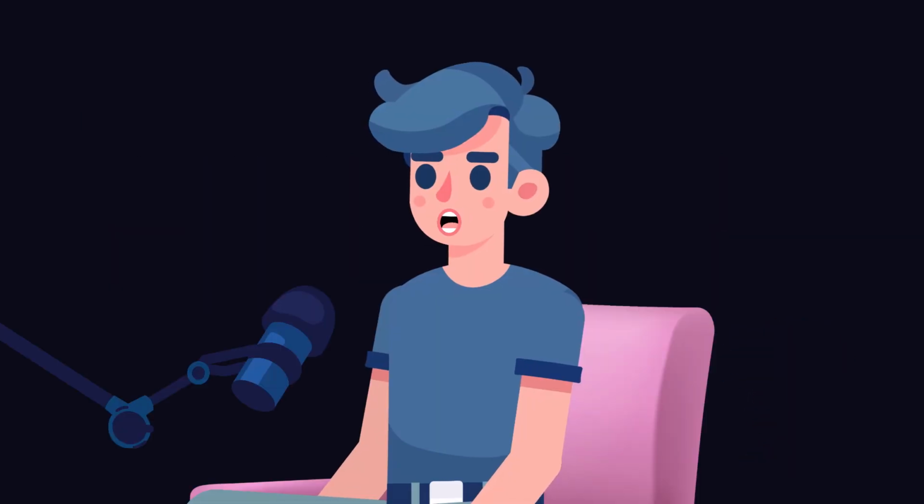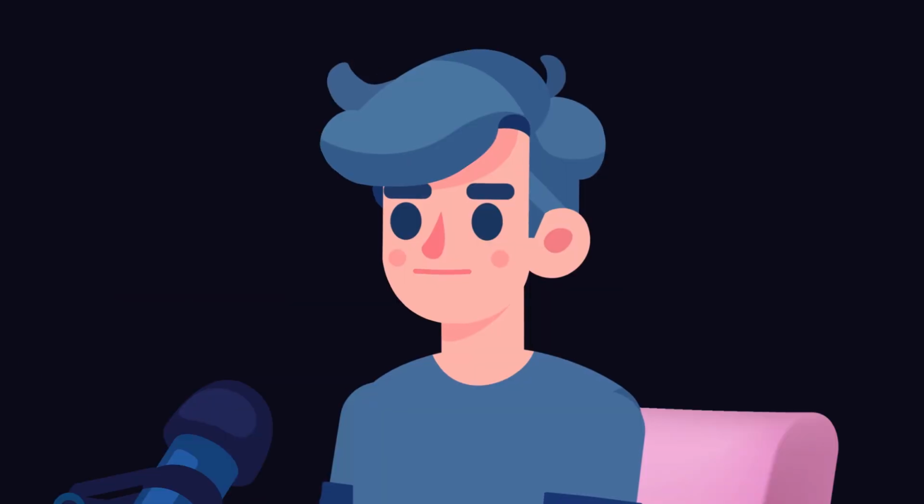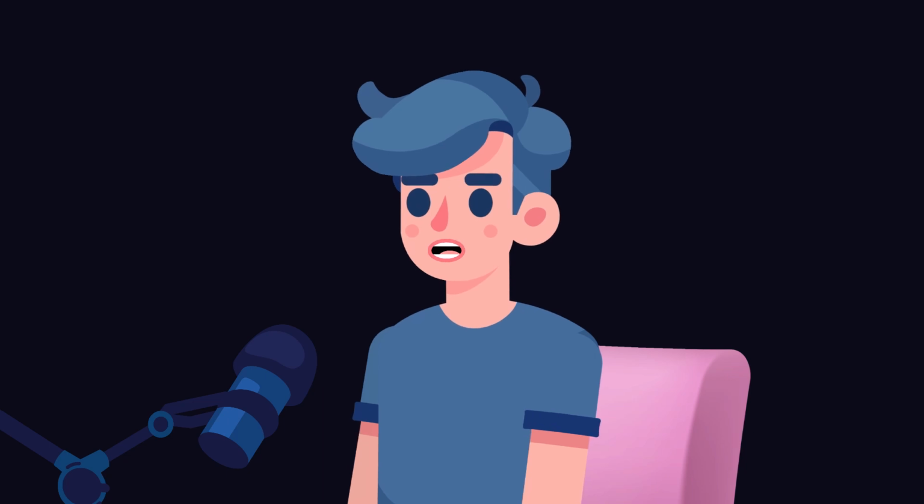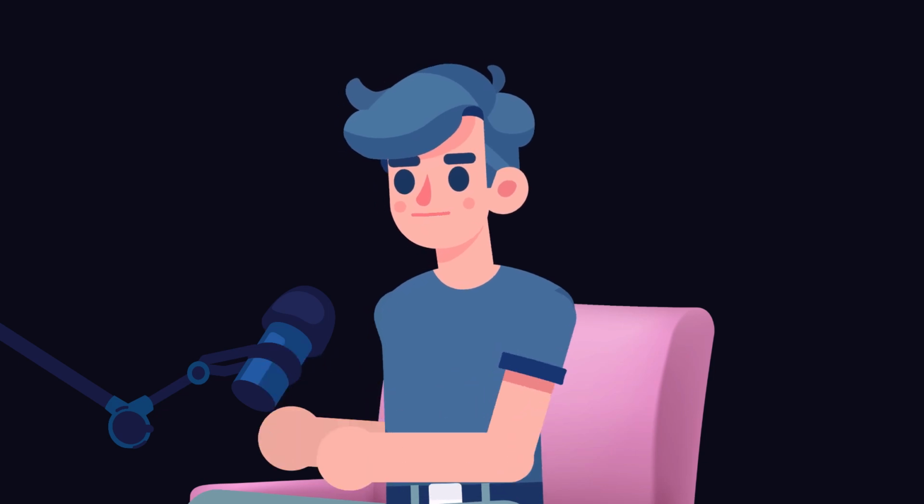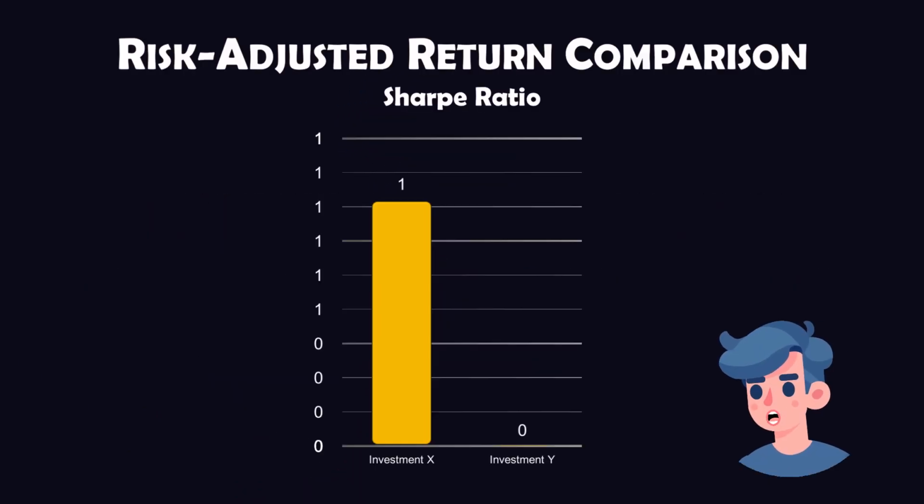Now, let's address some common questions about financial risk. Question: how can you manage financial risk? Answer: diversification is key. By spreading your investments across different assets, you can reduce the impact of any single asset's poor performance. Question: what is risk-adjusted return? Answer: it's the measure of return on investment taking into account the risk involved. Common metrics include the Sharpe ratio and the Sortino ratio.